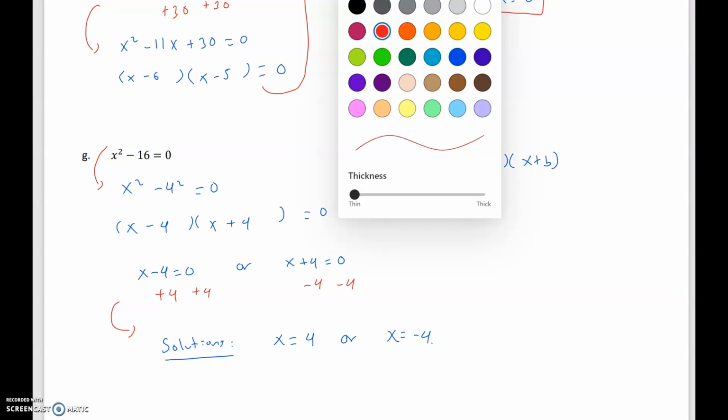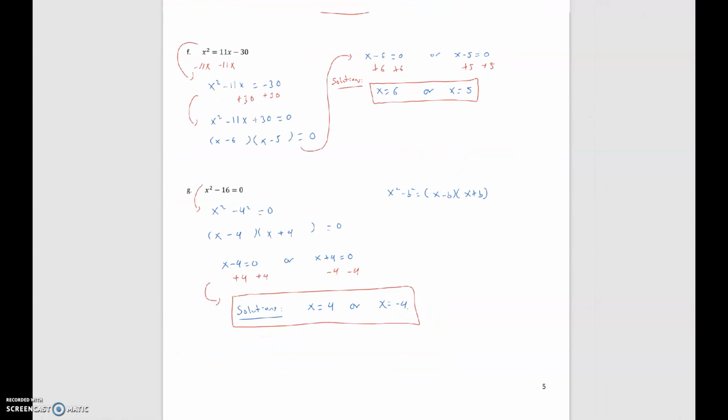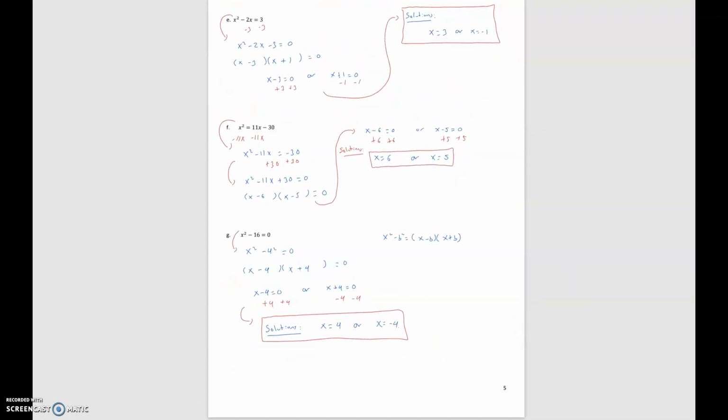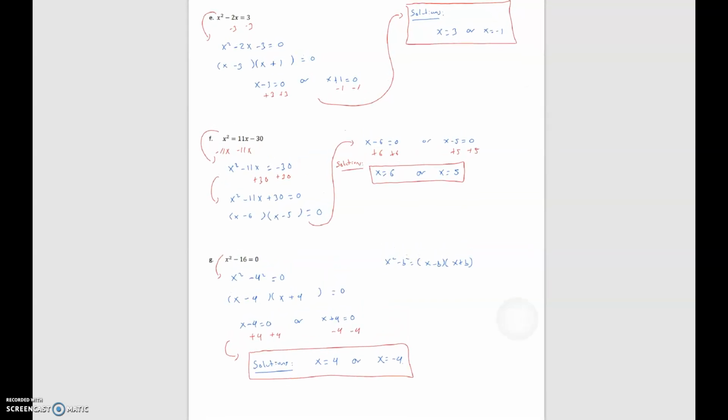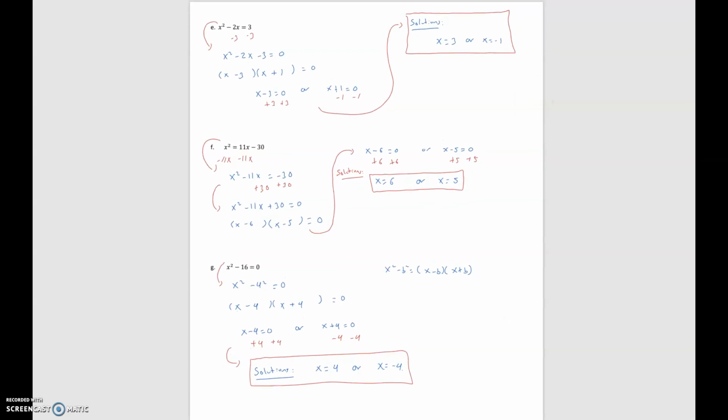Okay, that's actually it for these problems. The main instructions say for us to factor, and after the factorization, we're using the zero factor property, which technically gives us two solutions. That's it for these three problems.